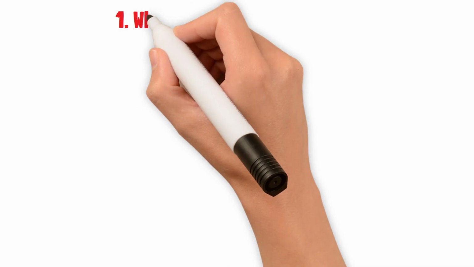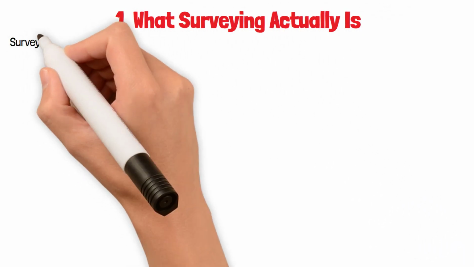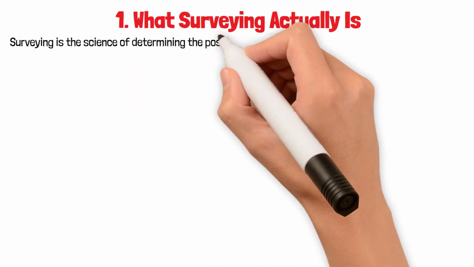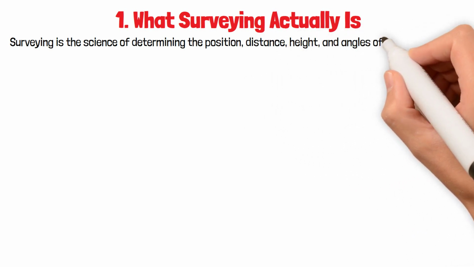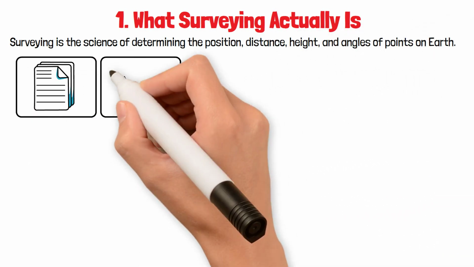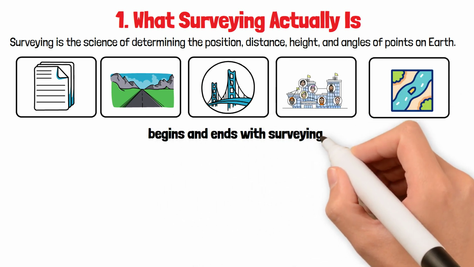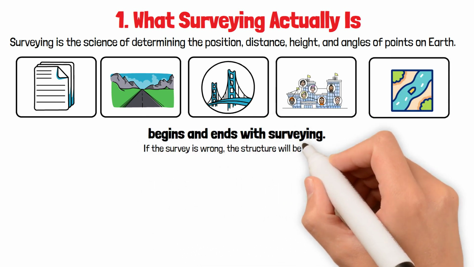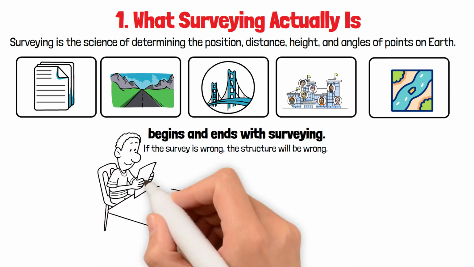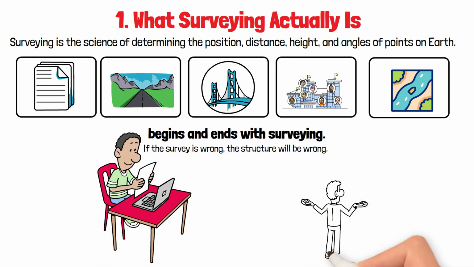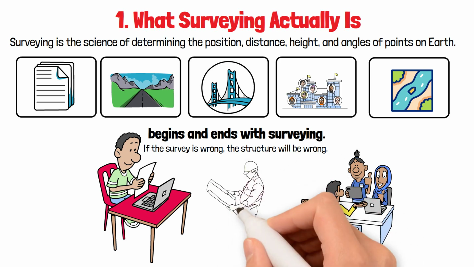1. What surveying actually is. Surveying is the science of determining the position, distance, height, and angles of points on Earth. Every project, highway, bridge, building, canal, begins and ends with surveying. If the survey is wrong, the structure will be wrong. Simple. For exams, surveying forms one of the highest scoring and most repeated sections in civil engineering.